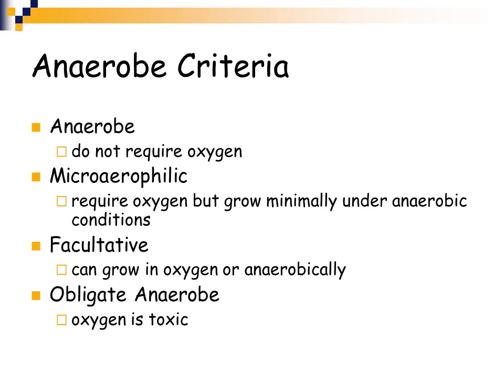Now, the criteria for an organism to be considered an anaerobe. In order to be an anaerobe, you have to be able to grow when there is absolutely no oxygen present. Now remember, there are microaerophilic organisms like Campylobacter. These organisms require oxygen, but they can grow minimally under anaerobic conditions. They need lesser amounts of oxygen.